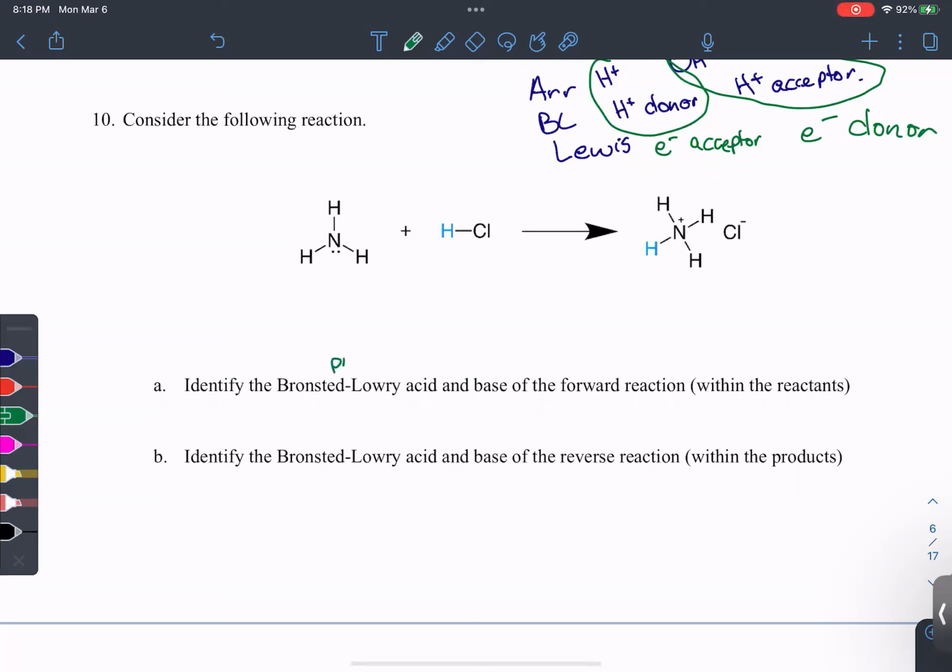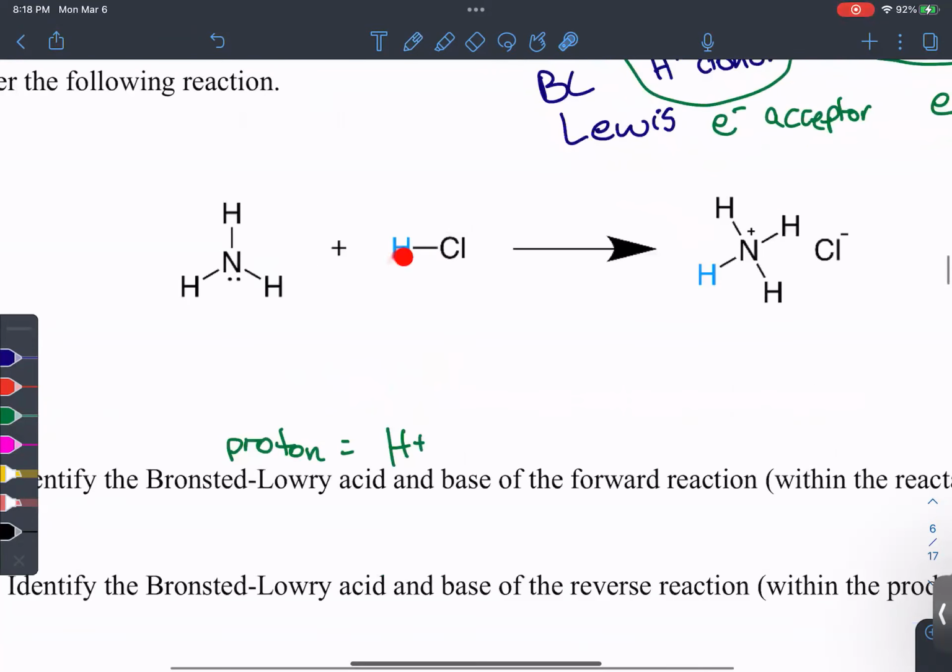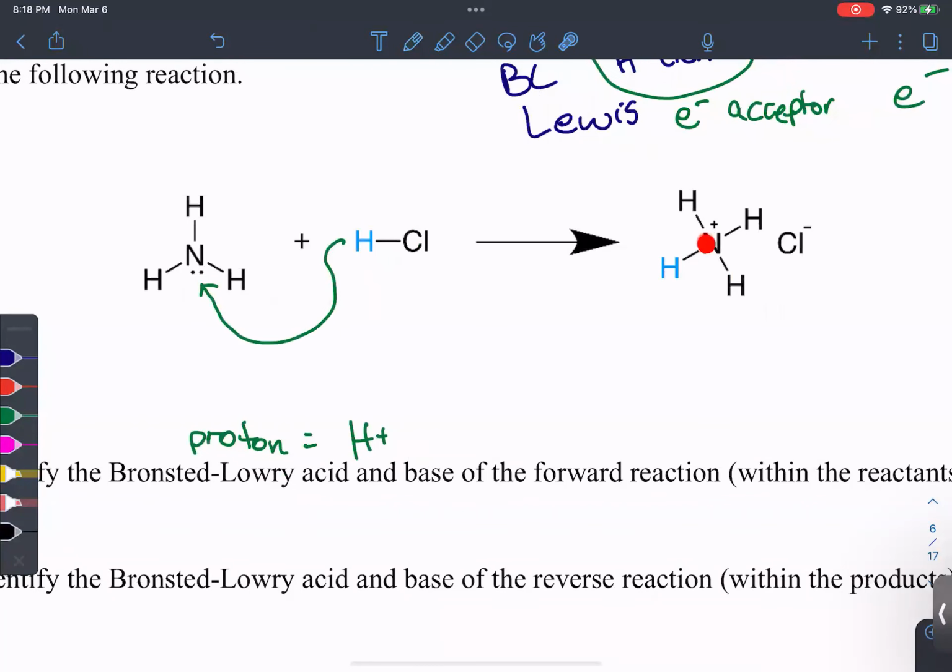Protons, which also means it's the same thing as an H plus. We want to focus on where that H plus is moving from reactants to products. If I track where this hydrogen is going, this proton is moving from this HCl to the NH3. I'll draw in green that hydrogen moving to this reactant, and that's why now this nitrogen has 4 hydrogen bonds to it, and then that chloride is all alone there.